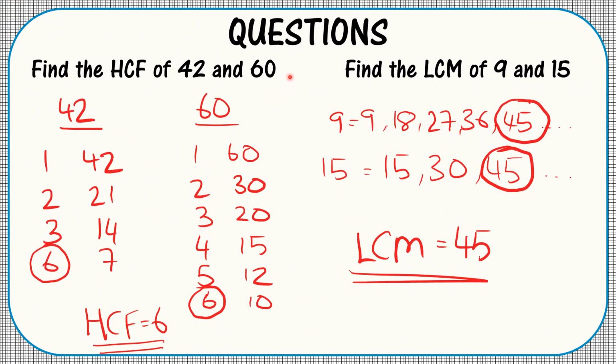Hopefully you had a chance to attempt the questions. So the first question says, find the HCF, so the highest common factor of 42 and 60. As we've done previously, we'll write the first number, which is 42, and we'll go down systematically.